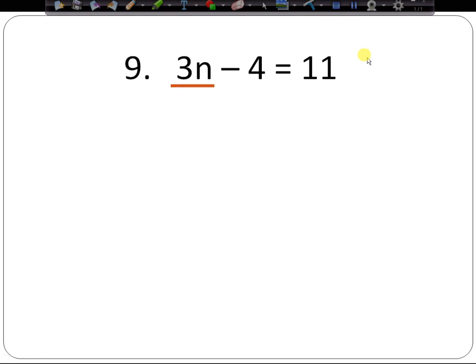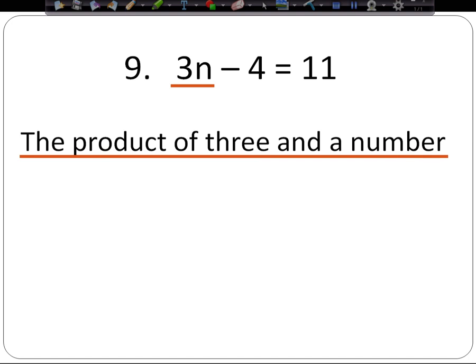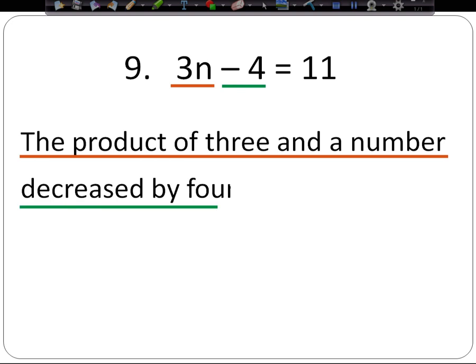All right, so let's look at the first part, 3n. Again, when we have a letter and a number and they're touching, they're being multiplied. So we write that as the product of 3 and a number. So you can go ahead and write the product of the numeral 3 there and a number. And that number could be any variable. For this purpose, it's obviously n. Then you have minus 4. We show that by saying decreased by 4 equals 11. And we have is 11. Make sure that you have this written down in the same wording that is written on the slide before you move on to the next slide.